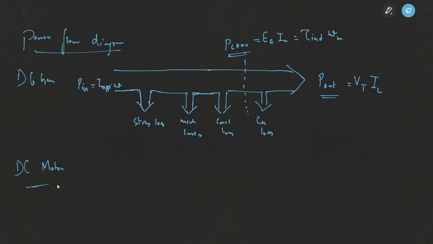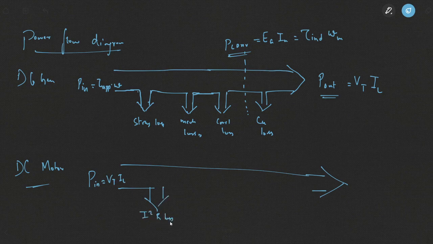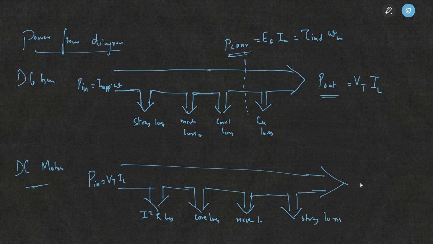And in case of a DC motor, this power flow diagram will be reversed. Your input power will be in this case VT IL. First of all you'll have the copper losses, that's I square R losses. Then you will have the core losses, the mechanical losses, and finally the stray losses. And your output power will be equal to torque applied into omega m. At this point you'll get the converted power EA IA, that's also given by torque induced into omega m.